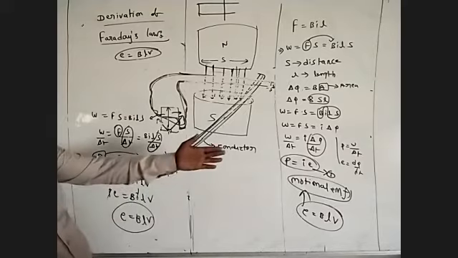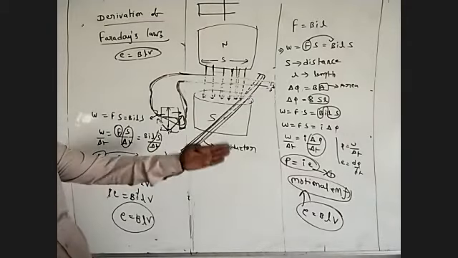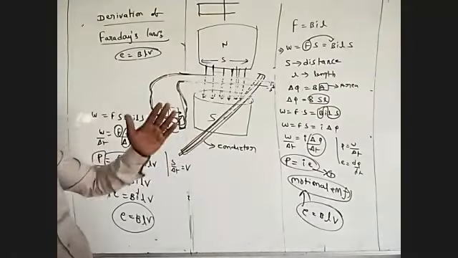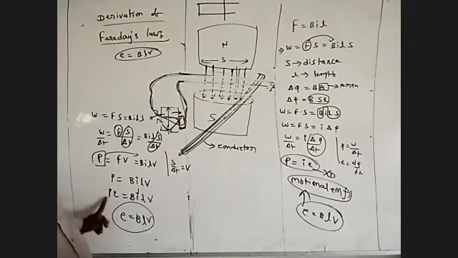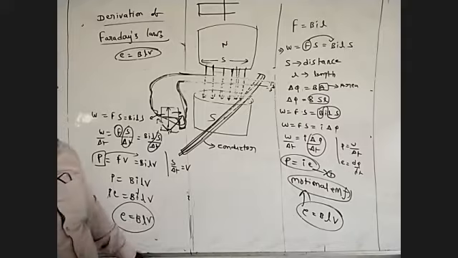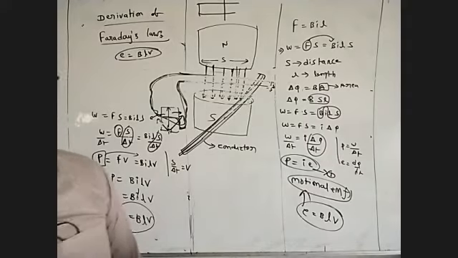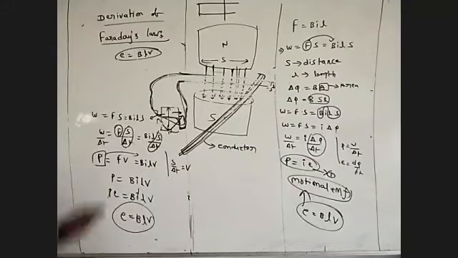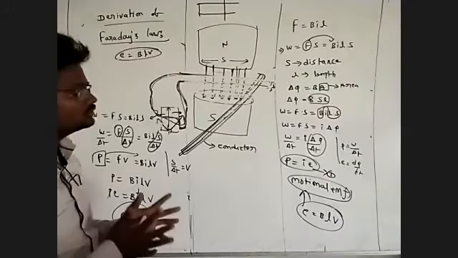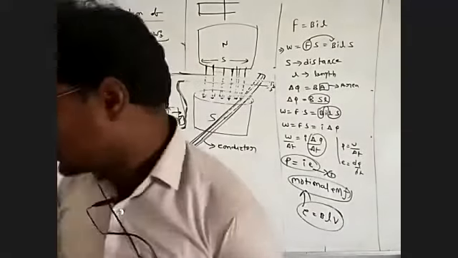Now power means EMF into I, voltage into current, which is equal to BILV. I cancels on both sides, so E is equal to BLV. This is the motional EMF, the EMF set up in a conductor. That is the derivation of Faraday's law.